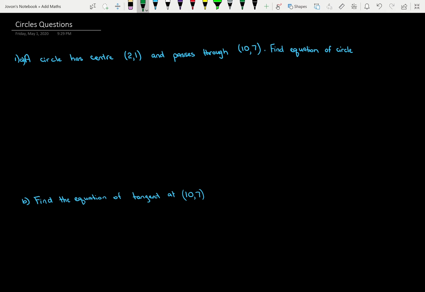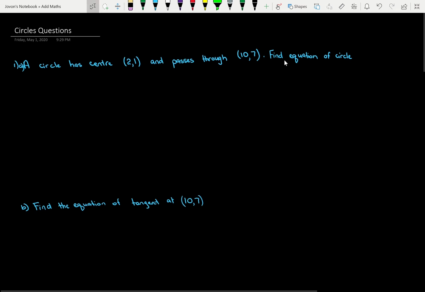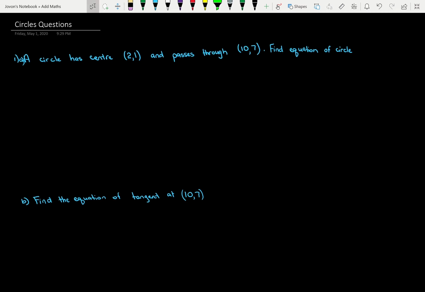So first question: a circle has center (2, 1) and passes through the point with coordinates (10, 7). Find the equation of the circle. Okay, so firstly, we know the equation is in the form (x − a)² + (y − b)² = r², where (a, b) is the center and r is the radius. So they give us the center, so we basically have this part of the equation completed already. What we need to find is the radius.